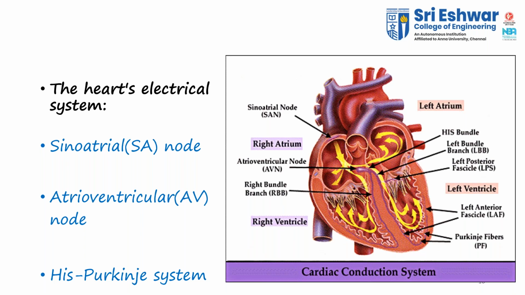So here your heart is divided into 4 chambers: right atrium, left atrium, right ventricle and left ventricle. From the diagram you can see left atrium, left ventricle and right ventricle. Here you have the right bundle branch. This is called the right bundle branch. Here we have the left posterior fascicles and left bundle branch.